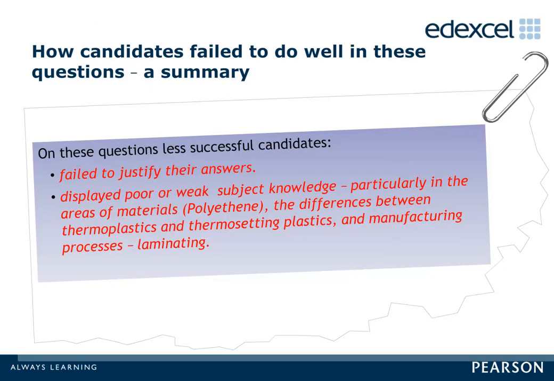How candidates failed to do well in these questions. A summary. For these questions, less successful candidates failed to justify their answers, displayed poor or weak subject knowledge, particularly in the areas of materials, polythene, the differences between thermoplastics and thermosetting plastics, and manufacturing processes, laminating.